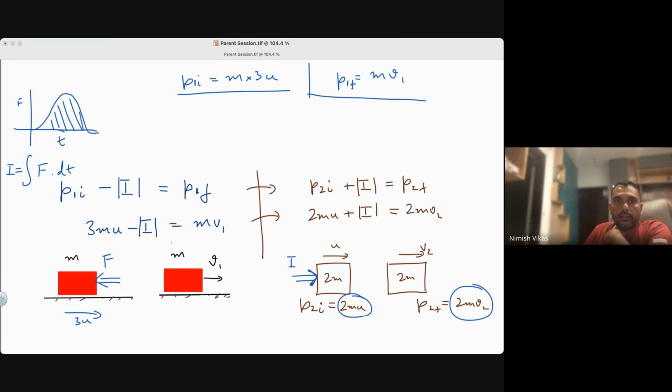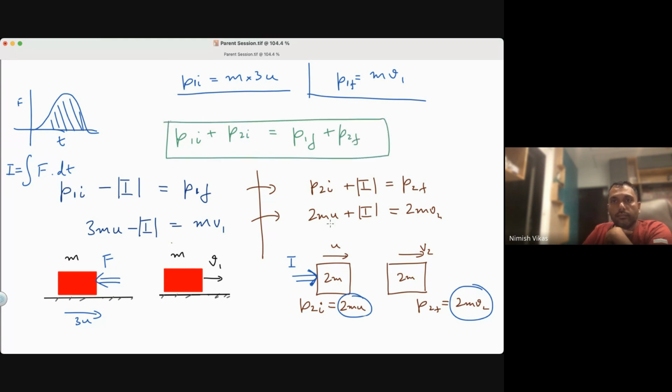You'll get the equation: P1 initial momentum plus P2 initial momentum is equal to P1 final momentum plus P2 final momentum. This is what you get, right? Or 3mu plus 2mu is equal to m1v1 plus 2mv2, right?